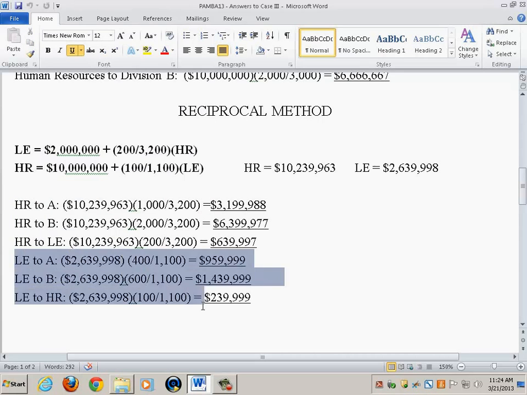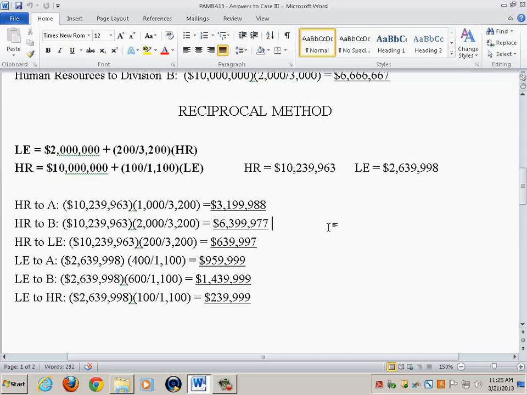Now we go to legal. Legal has, we know now, $2,639,998 to allocate. We apply the appropriate allocation ratios, and we get the allocations. So the underlying numbers are now the new allocations using the reciprocal method.